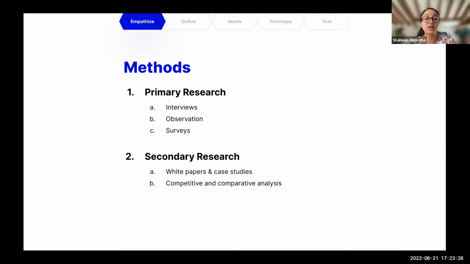The next, so there are methods, you know. So to do this, there are two methods we usually use: primary research and secondary research. So primary मा चाहिँ हामी interviews हरु लिन्छौँ, observation हरु गर्छौँ, अनि surveys हरु लिन्छौँ, you know. Secondary मा चाहिँ, so primary research is more on one-on-one with the user, whereas secondary research is more on the kind of research that we do maybe on the internet.